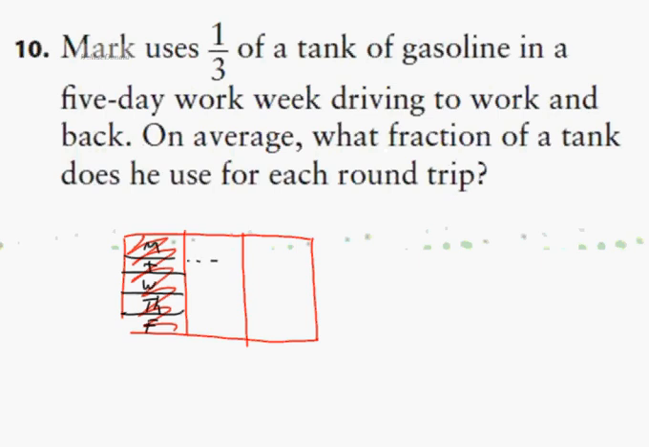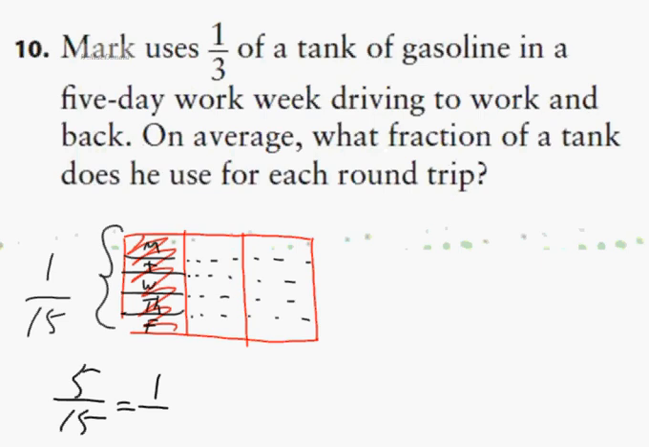So if I extend this across, what used to be 1/3 of a tank, each day it would require 1/15 of a tank on Monday, 1/15 of a tank on Tuesday, Wednesday, Thursday. So really, 5/15ths, which is all 5 of these days combined, is really, in lowest terms, that 1/3 of a tank. So how much does he use for each day? 1/15 of a tank.